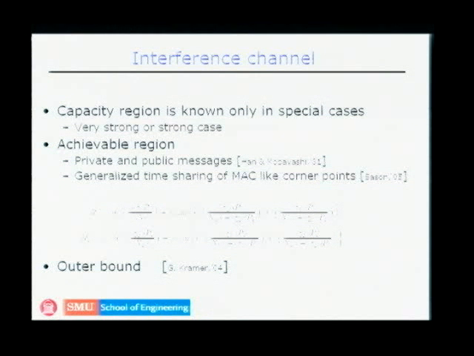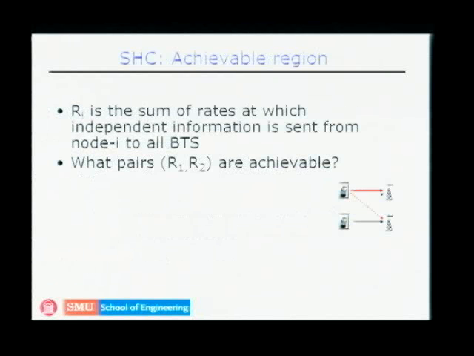So what we want to do, as I said, is compute the achievable region of this soft handover channel, where Ri is the rate at which independent information is sent from node i to the base stations. Some information can go here and some information can go there. The sum of those two is Ri, the rate for user 1. So what pairs R1 and R2 are achievable? That's the question we are after. We don't have the capacity region, but let me get to the interesting point.